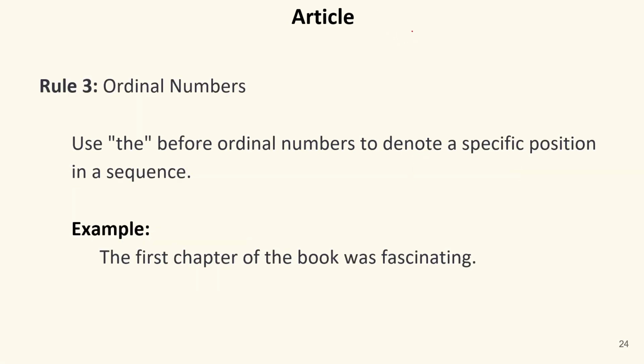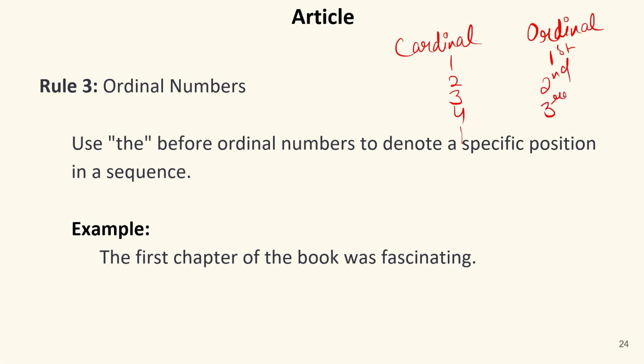Ordinal numbers. Now there are two types of numbers, cardinal numbers and ordinal numbers. Cardinal numbers are 1, 2, 3, 4 and so on. Ordinal numbers are first, second, third. You can write it in this manner as well, third. So before each and every ordinal number we use the. Not before cardinal numbers but before the ordinal numbers.